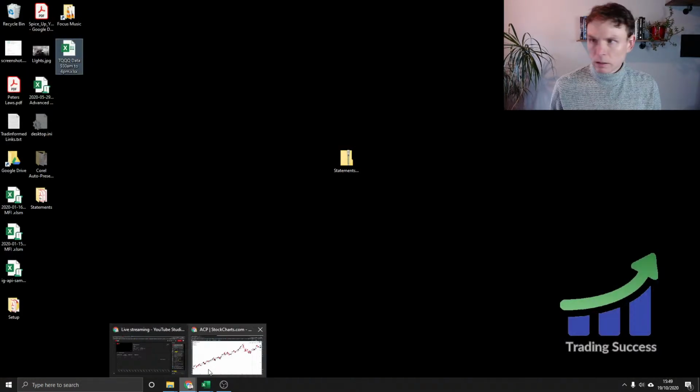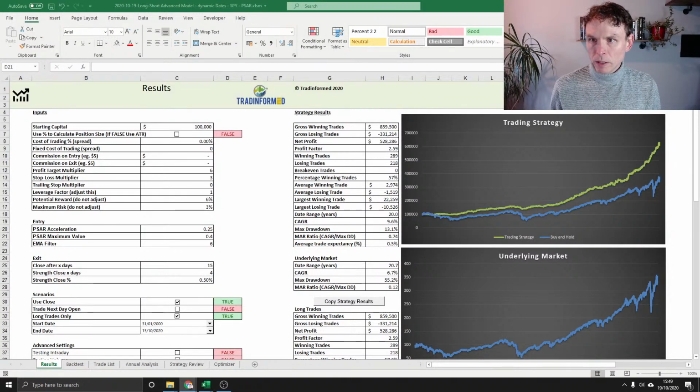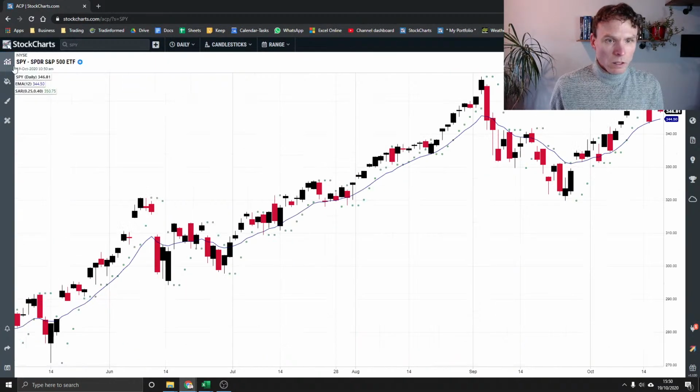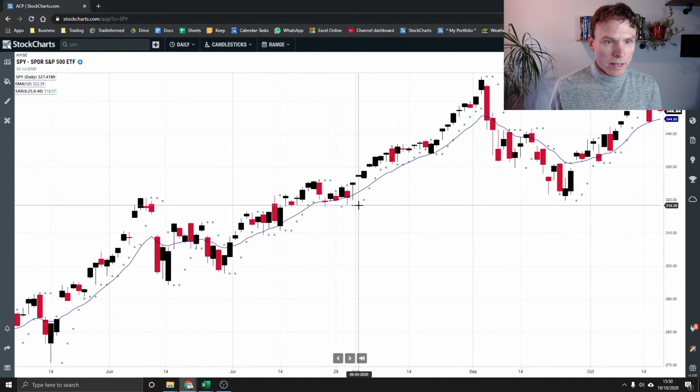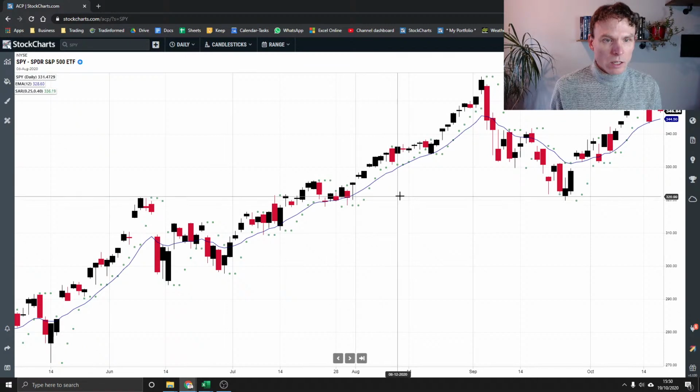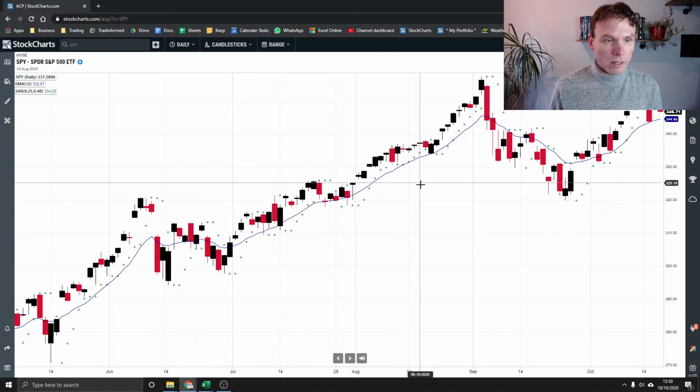So I've got the SPY up here. I'm going to have a look at the stock charts chart of the SPY, and I'm going to bump it up to 0.25. Okay, you should be able to see on the screen now, this is the type of PSAR. They're not actually that clear, but you can see that they're changing quite rapidly.